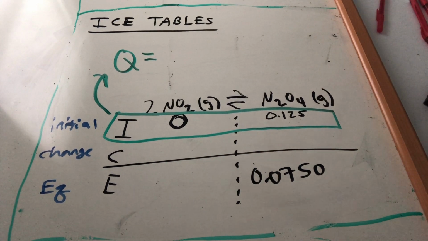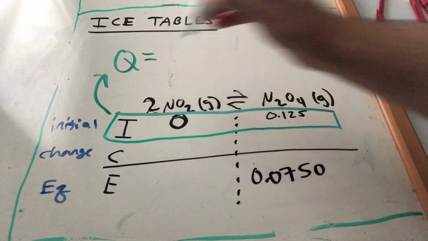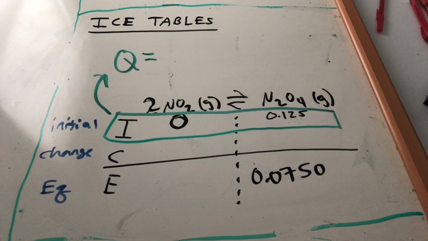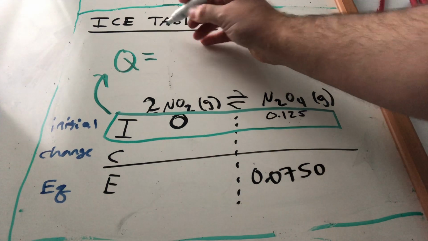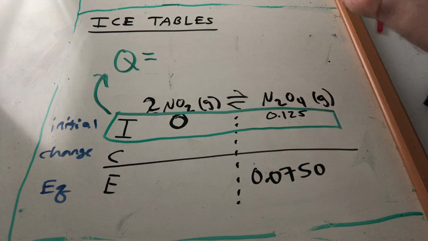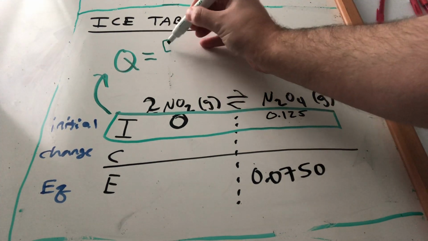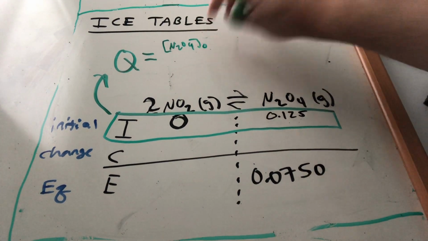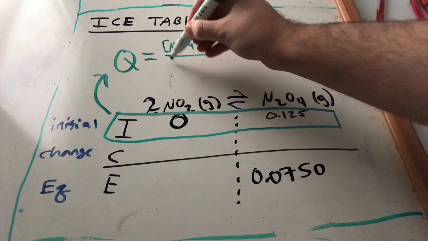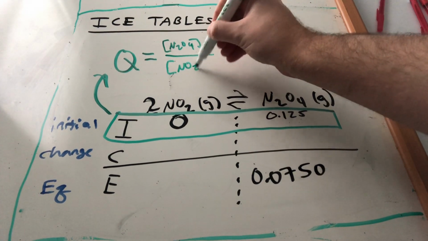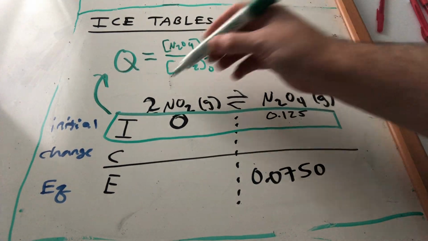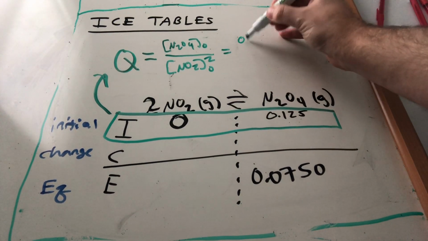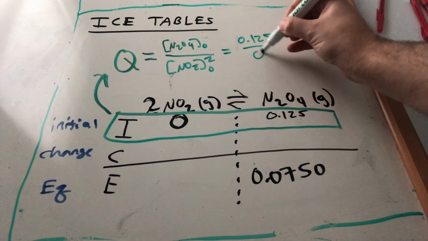Let's just make sure formally we understand where these numbers are coming from. And a Q versus K check is so important that we're going to practice it here. So if I was going to calculate a Q, Q comes from initial information. So it's going to be N2O4 initial, raised to the first power, divided by NO2 initial squared because of the stoichiometric coefficient. So this looks like 0.125 over 0.